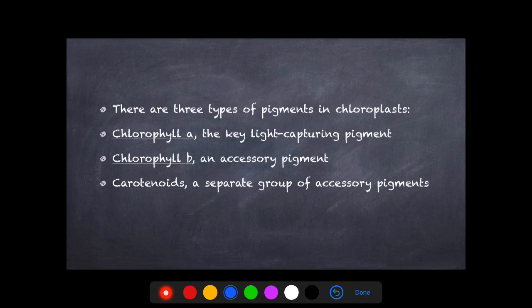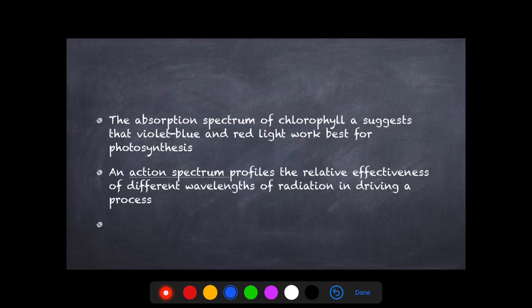Now, there are 3 types of pigments in chloroplasts. There's chlorophyll A, chlorophyll B, and then something called carotenoids. Chlorophyll A tells us that violet, blue, and red light work best for photosynthesis since they get absorbed, and green is what we actually see. So chlorophyll A is the key light capturing pigment. Chlorophyll B, on the other hand, is just an accessory pigment, and then carotenoids are a separate group of accessory pigments.